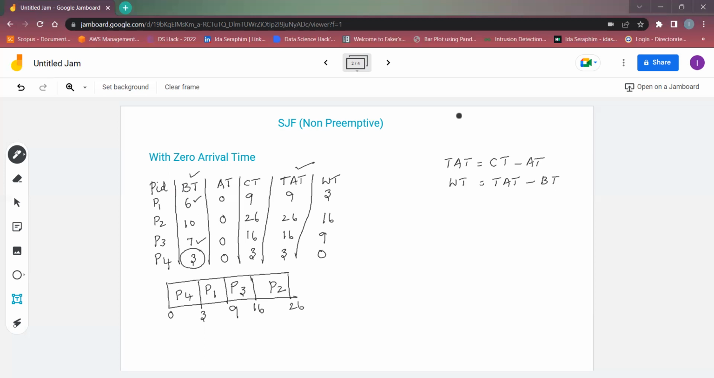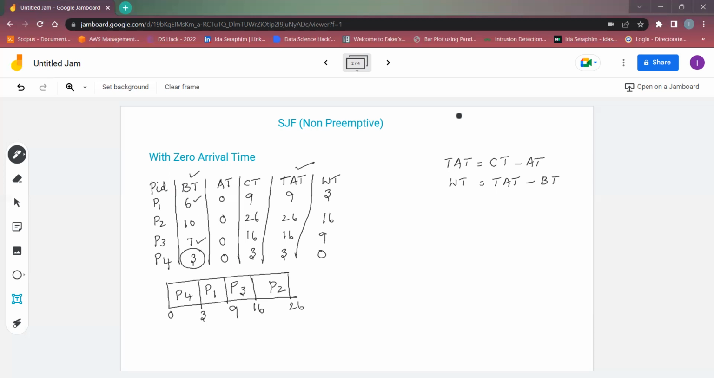As you see in this diagram also, you can find the waiting time. P1 waits till the 3rd millisecond. Only by the 3rd millisecond is it getting the CPU to execute. For P3, it is 9. And for P2, it is 16. And for P4, it is 0, because P4 is the first process to come in. At the 0th millisecond itself, because P4 has the smallest burst time, it is given the CPU immediately. That's why the waiting time is 0 for P4. Okay, so this is how we have calculated.